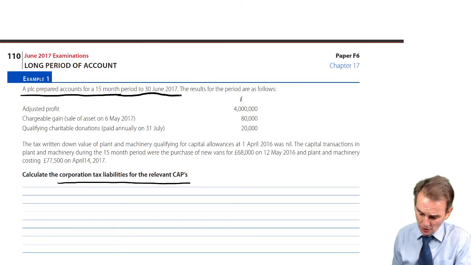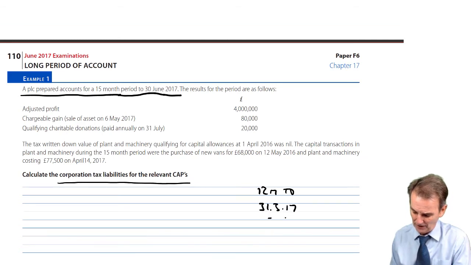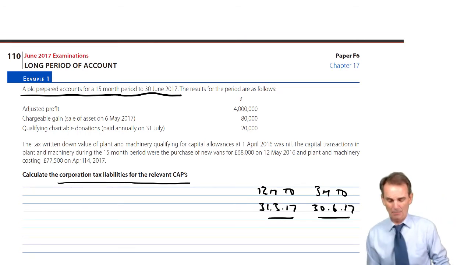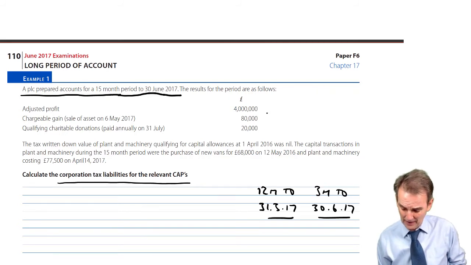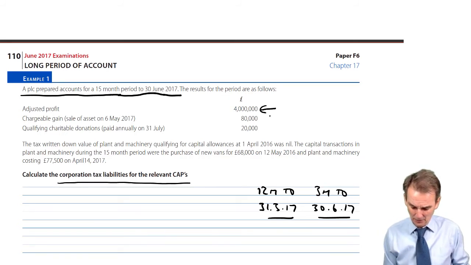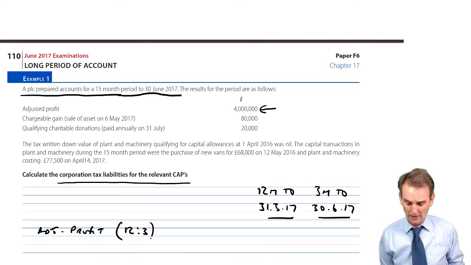As soon as you see that, you know that in terms of your corporate tax computations, there's going to be a 12-month period and a 3-month period. So that 12-month period will be, if it's 15 months to June 17, the 12 months to the 31st of March 17, followed by 3 months to the 30th of June 17. So you've immediately got the 2 chargeable accounting periods defined. How then do we construct each of these 2 computations? Well, what are we told? Adjusted profit, 4 million. So when it comes to your adjusted profit, you're going to time apportion 12 to 3, the 4 million divided between it.